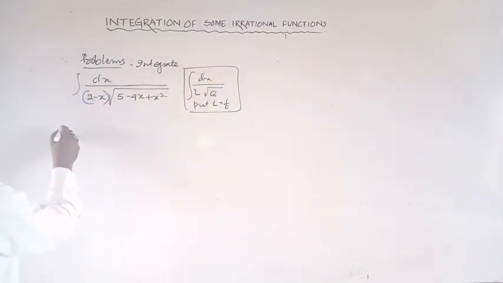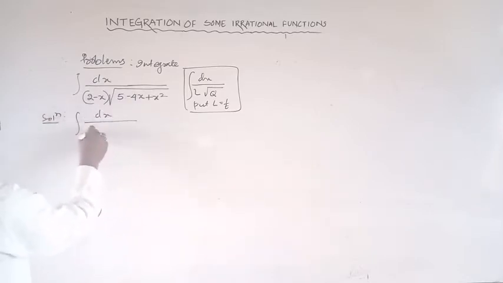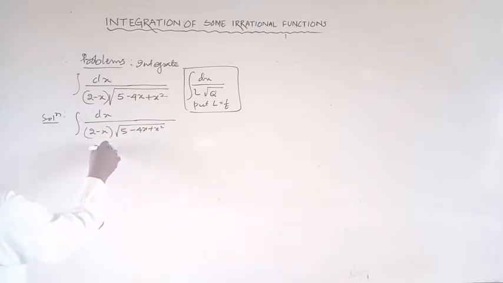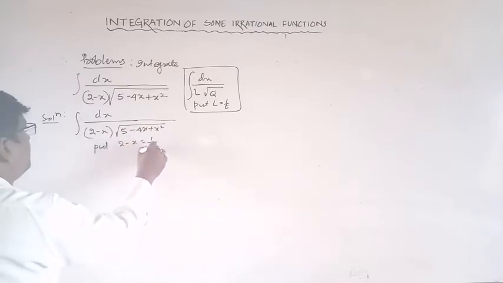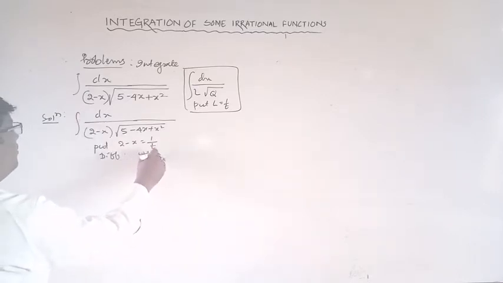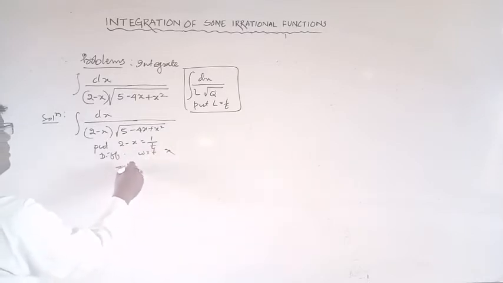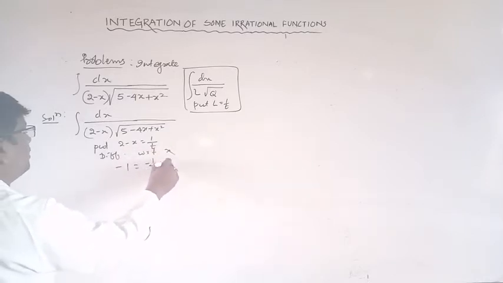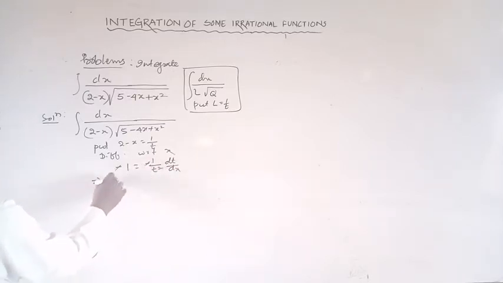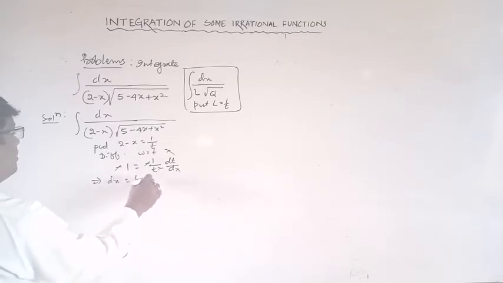So the solution is what? Solution: integration dx by (2 minus x) square root of 5 minus 4x plus x square. So what happens here? Put 2 minus x is equal to 1 by t. Differentiate with respect to x. With respect to x, minus 1 is equal to minus 1 by t square into dt by dx. So minus minus cancel. That is dx is equal to 1 by t square into dt.